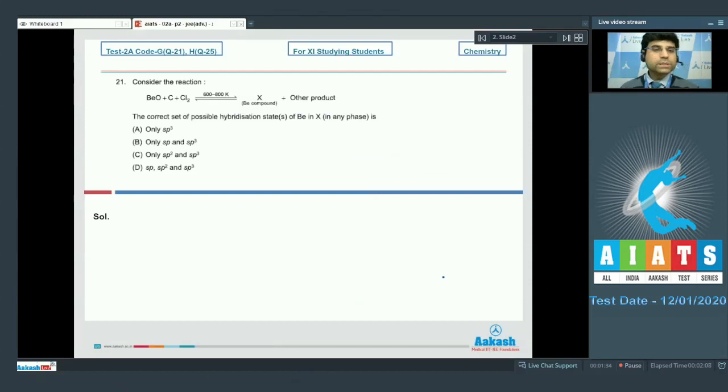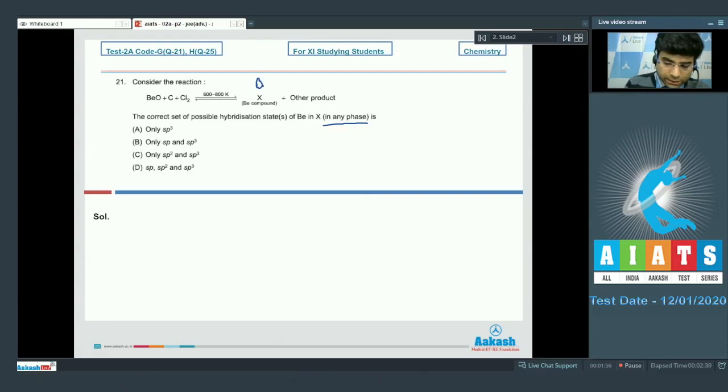This is the first question, which says: consider the reaction beryllium oxide plus carbon plus Cl2 at a temperature of about 600 to 800 Kelvin. We are getting a compound X and other products. The correct set of possible hybridization state or states of beryllium in X is... They are saying that in any phase we can find the hybridization.